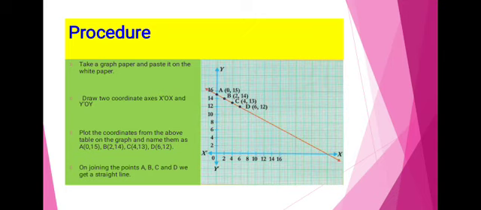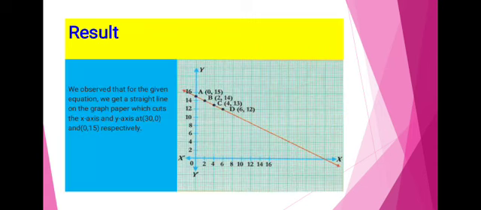This line intersects the x-axis at the point (30, 0) and the y-axis at (0, 15). When you plot the points, the graph is always a straight line.